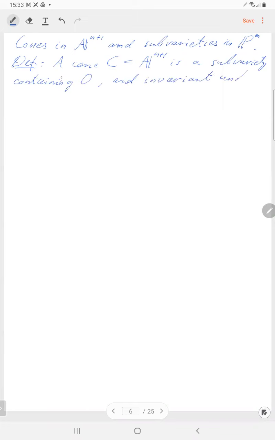Okay. So a cone C in the affine space is a subvariety containing the origin 0 and invariant under dilations.